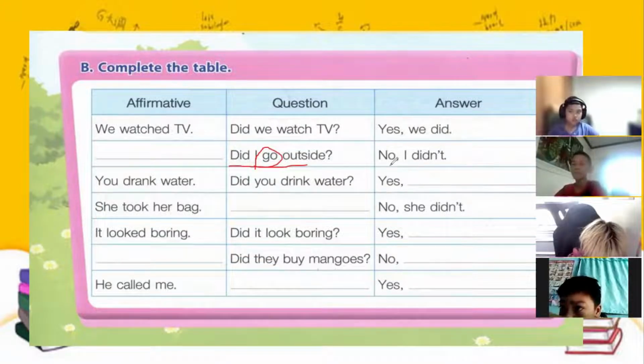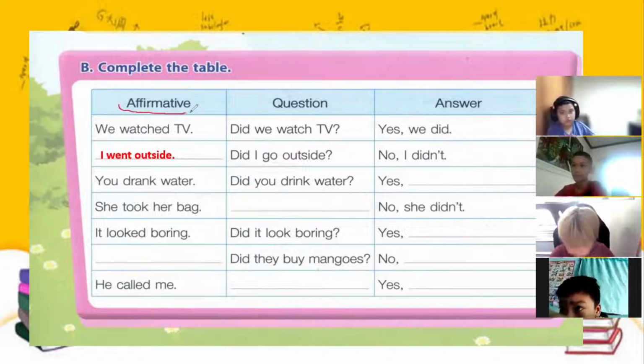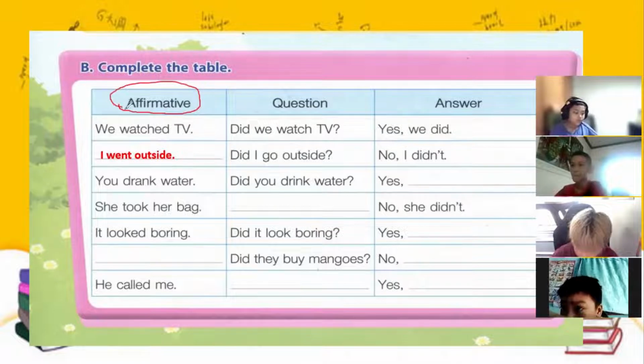Went. Excellent. I went outside. So it's an irregular verb, right? As I already told you, in affirmative sentences for irregular verbs, we change the form to the second form. Go, went. Okay. I went outside.